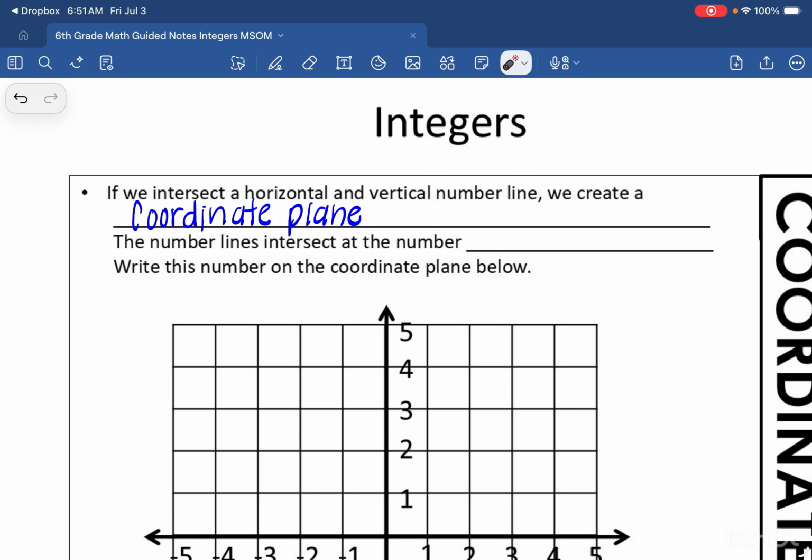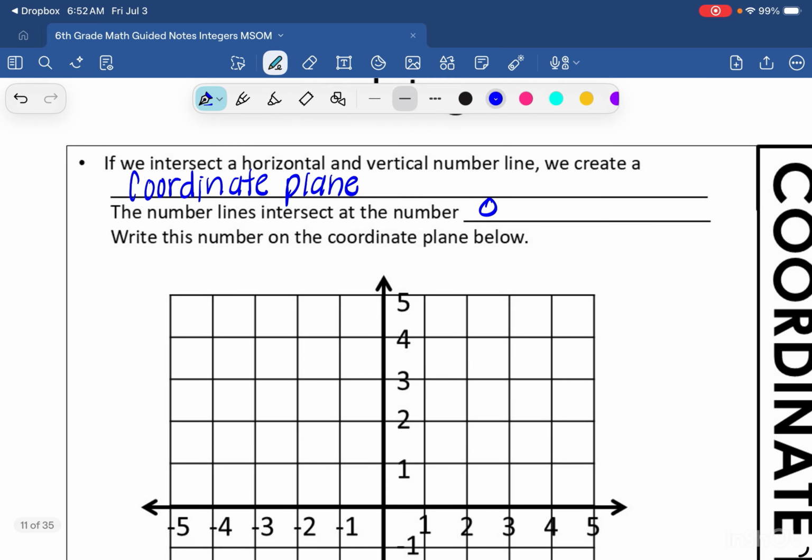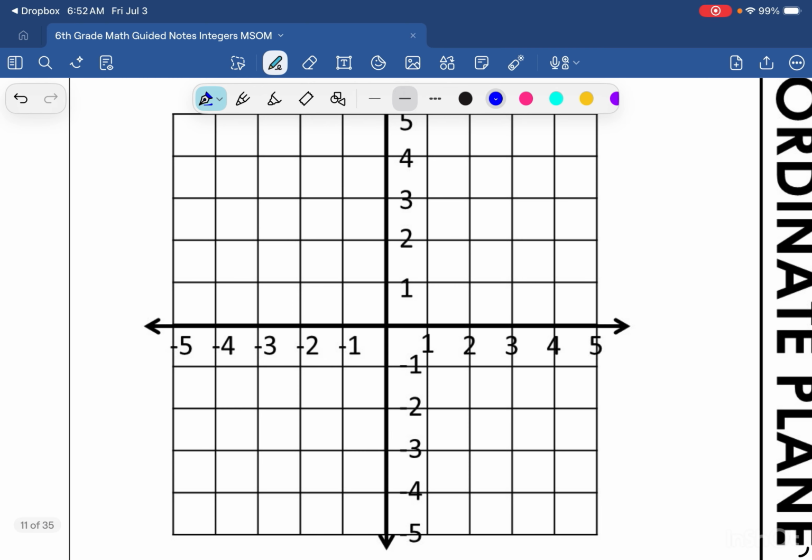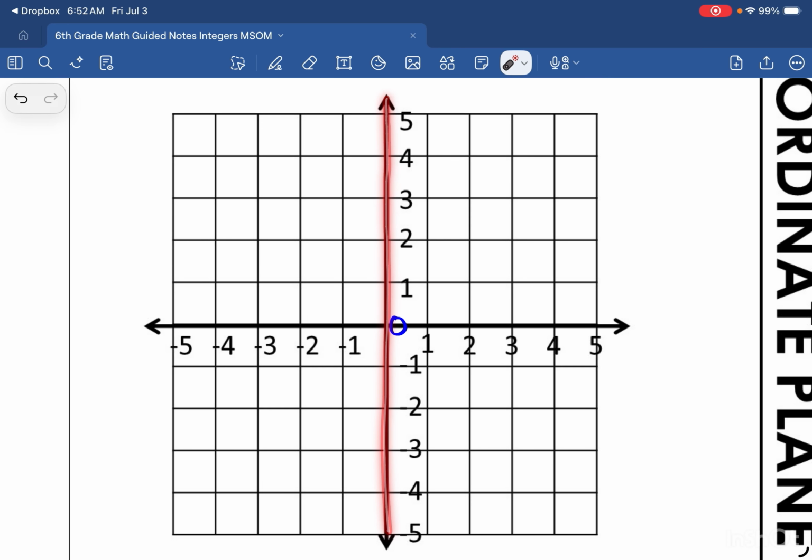If we intersect a horizontal and vertical number line, we create what is called a coordinate plane. The number lines intersect at the number 0. Write this number on the coordinate plane below. So right here, in the middle, 0. So notice we have this vertical number line here, and then the horizontal number line here. And they intersect here in the middle at 0.